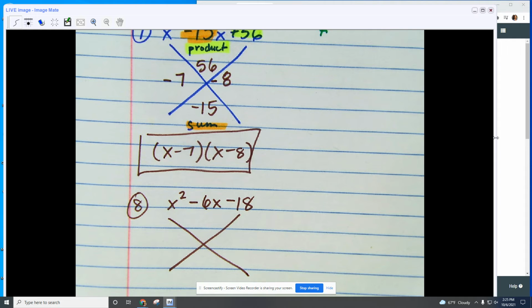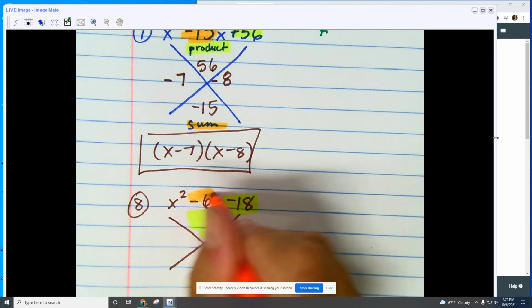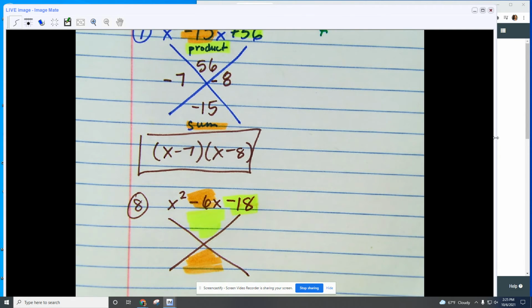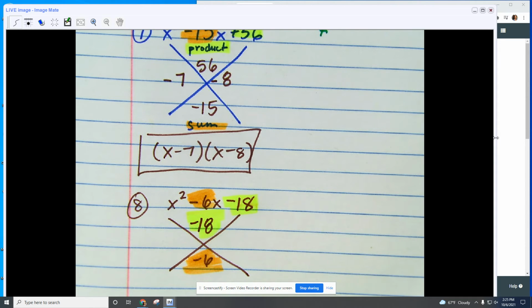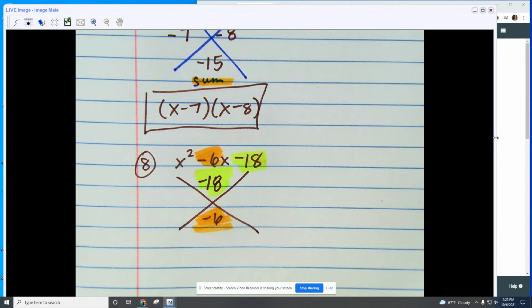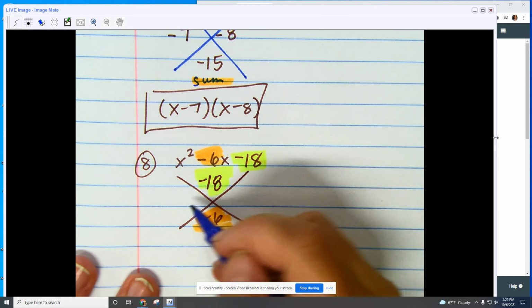George is thinking what times what equals that negative 18. And the sum is negative 6. See how the positives were like, oh, this is not bad. Now the negatives, it's like, whoa. Any idea, George, what times what makes 18? Almost.